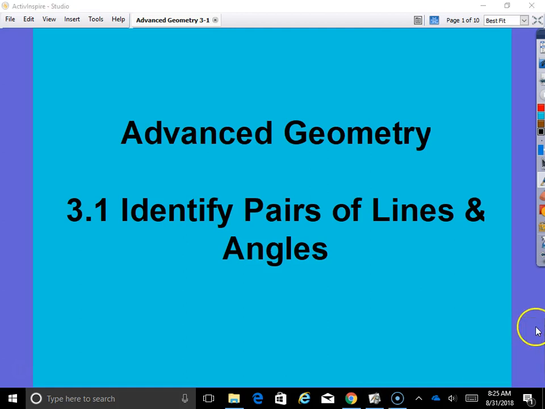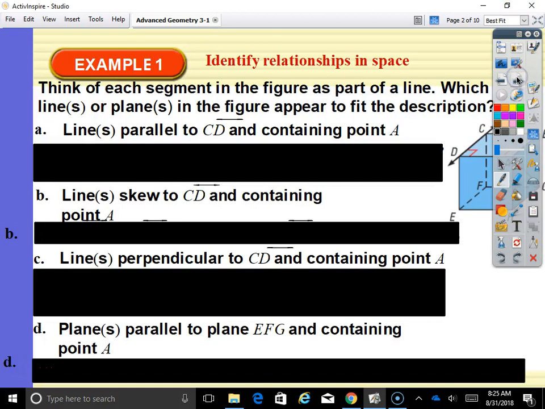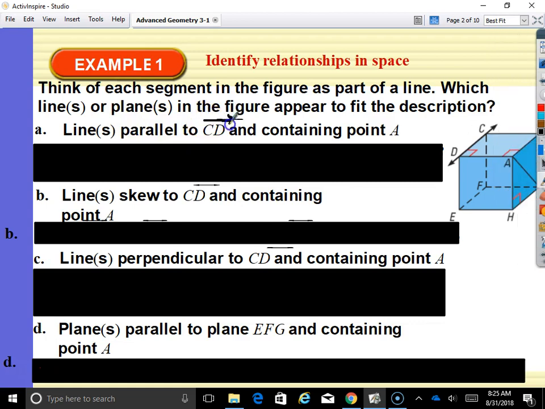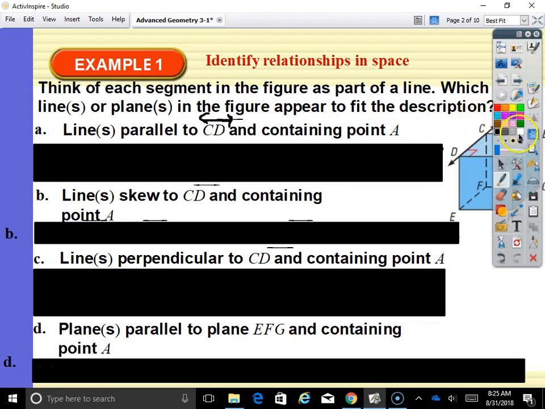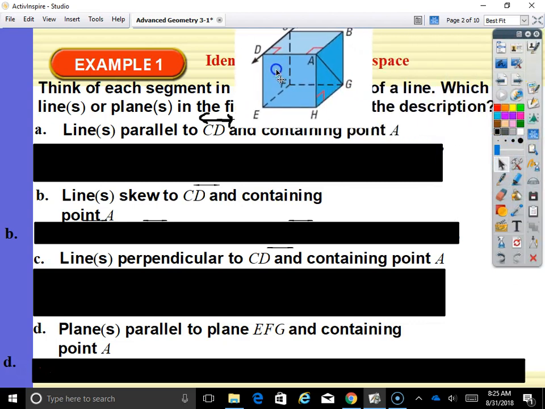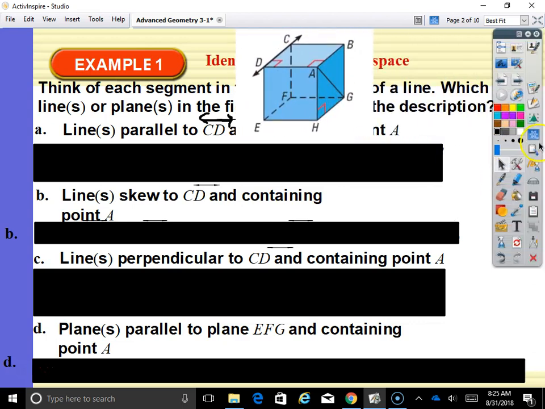Today's lesson is 3.1, Identify Pairs of Lines and Angles. Think of each segment in the figure as part of a line. Which lines or planes in the figure appear to fit the description? Lines parallel to line CD and containing point A. What's parallel to CD containing point A?